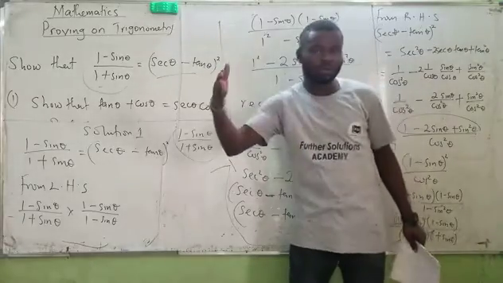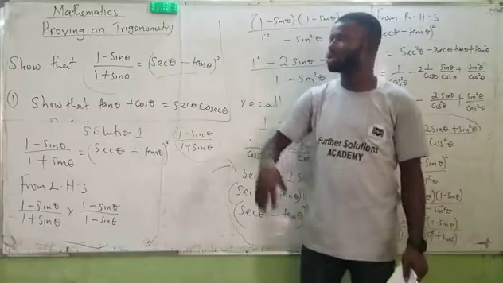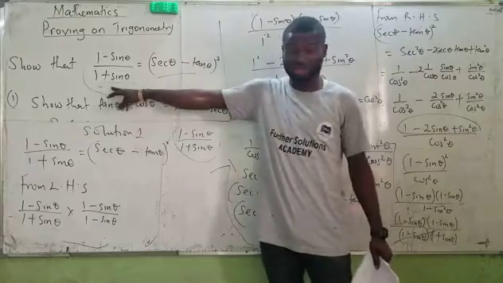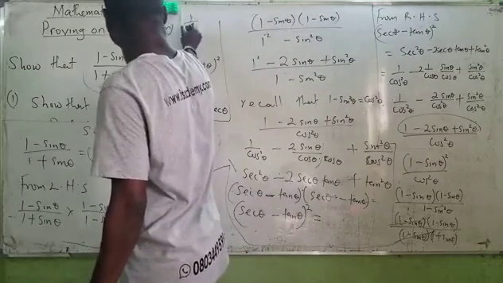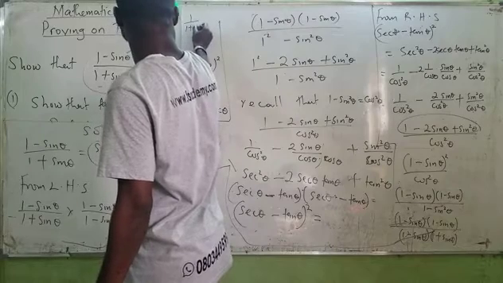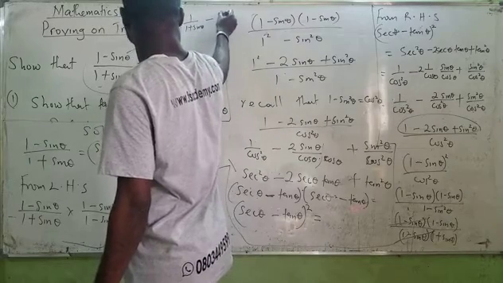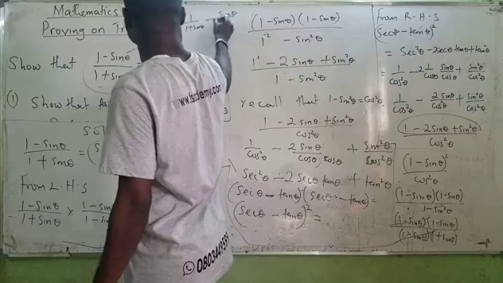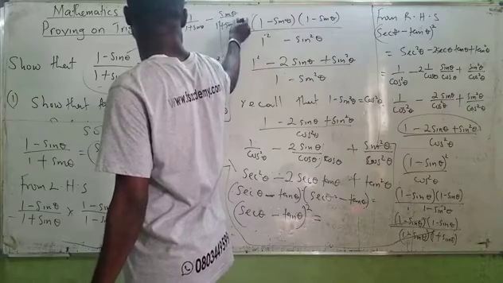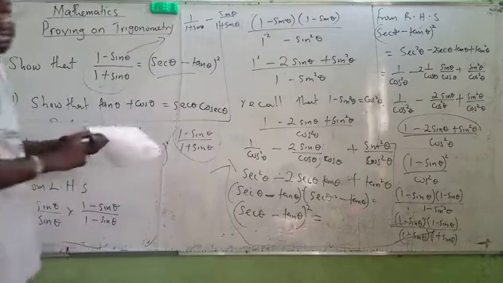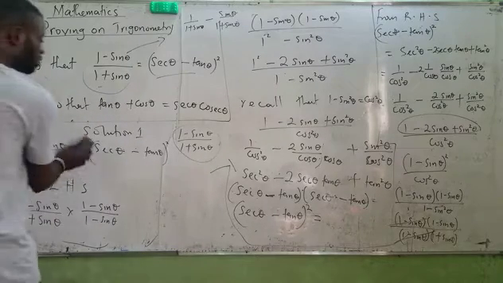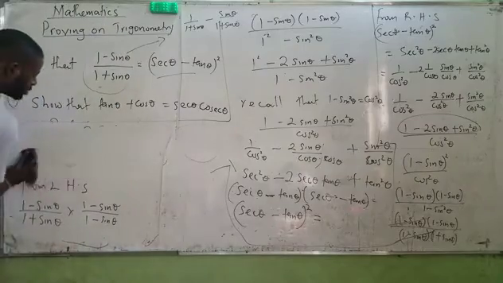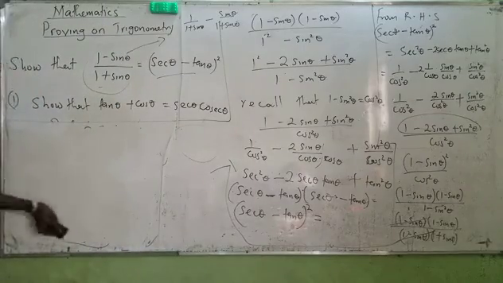You can move with rationalization. You can move by splitting the fraction, because there are some questions where you have 1 all over 1 plus sine theta minus sine theta all over 1 plus sine theta. There are some that you can move this way; it depends how the question comes. Now, I think that one is perfectly solved. Let me try to work on problem 2.